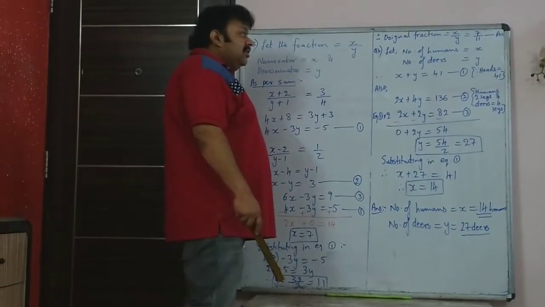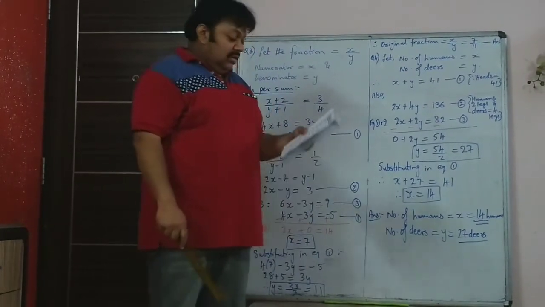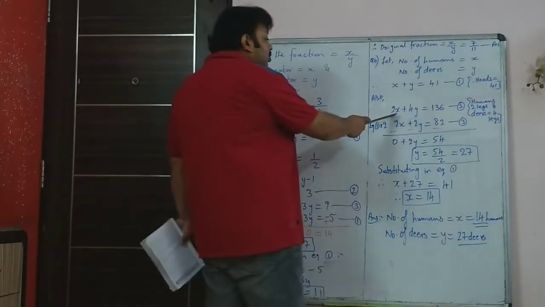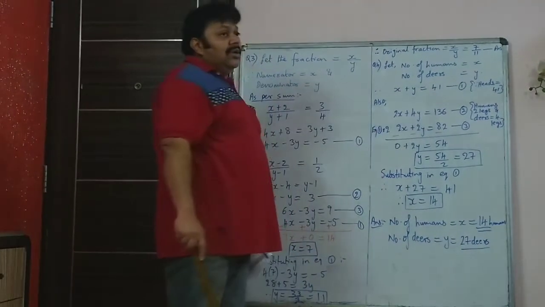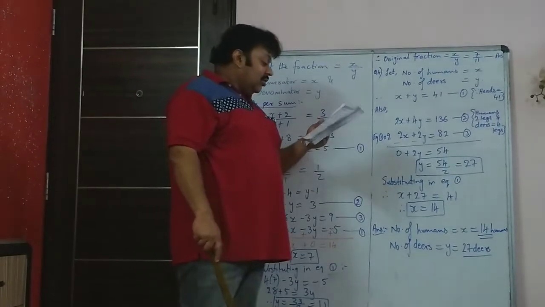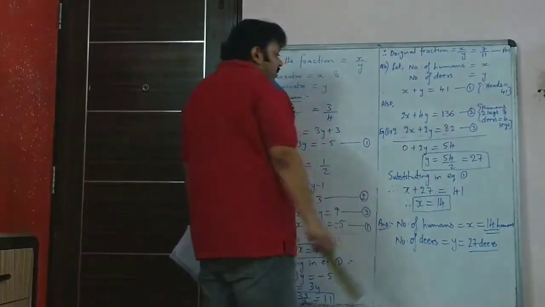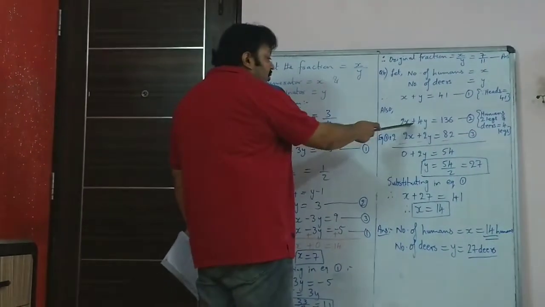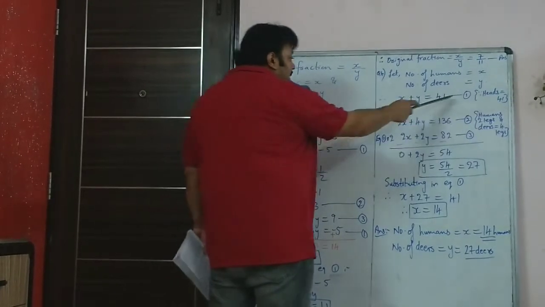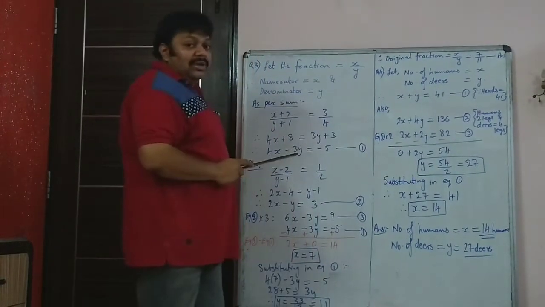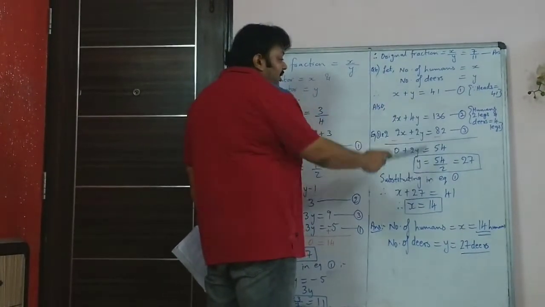Now second case, a human being has got 2 legs whereas a deer has got 4 legs. So when you multiply number of legs, 2 legs into number of humans plus 4 into number of deers, that will give you the total number of legs that were counted. That is 136. So this equation has a 2x, this equation is only x. So I can make this 2x by multiplying equation 1 throughout by the number 2. So we get 2x plus 2y is 82.